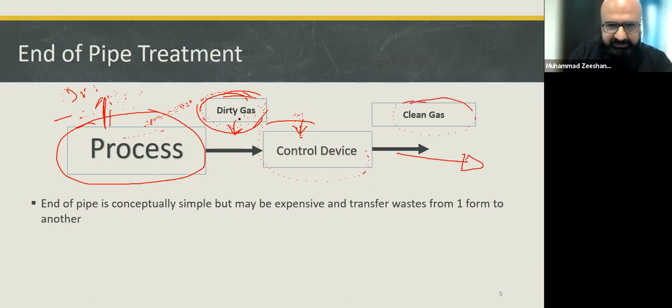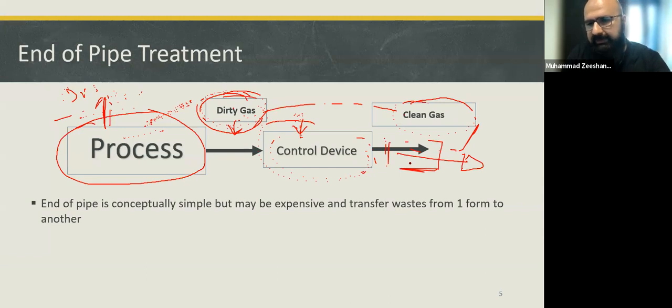Remember, we are not saying that the control device is eliminating the pollutant out of that dirty gas. Rather, it just makes it relatively less dirty gas, relatively cleaner gas, and then sometimes we have a series of control devices, right? We pass dirty gas through a series of control devices, and then we vent it after making it relatively cleaner gas, right? So end of pipe is conceptually simple but maybe expensive.